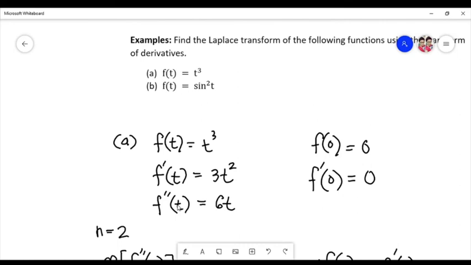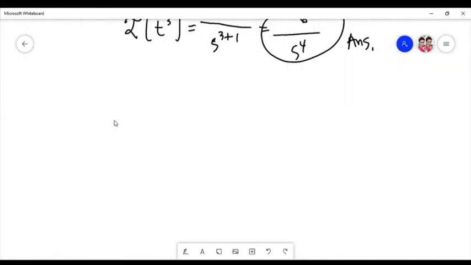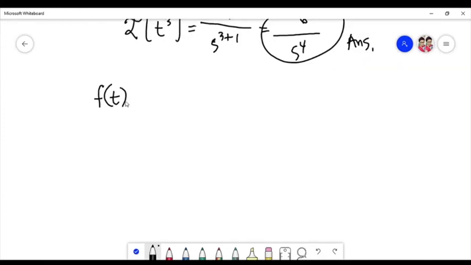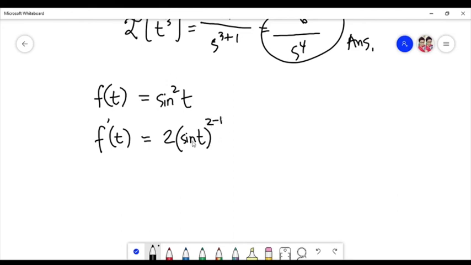So we have another problem. Find the Laplace transform of f of t is equal to sine squared of t. For this second example, if our f of t is equal to sine squared of t, we have the first derivative, f prime of t, is equal to, using the power formula, 2 times sine of t raised to 2 minus 1, and then times the derivative of sine t, so that is cosine of t.